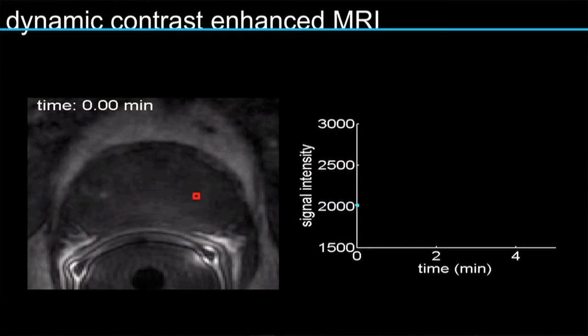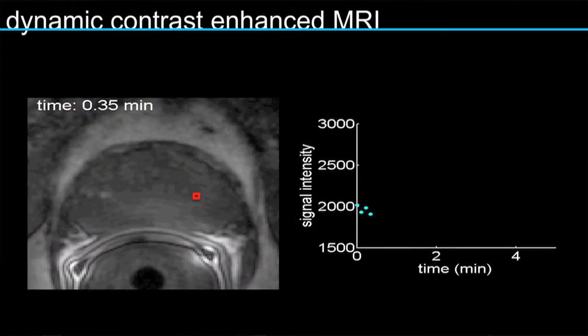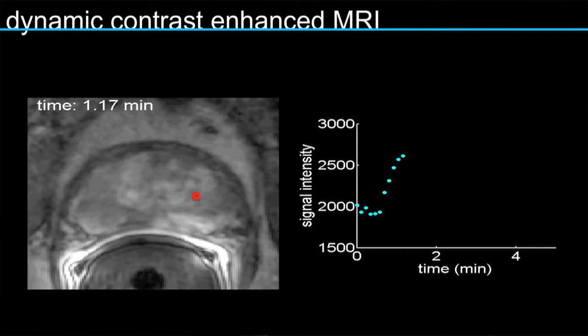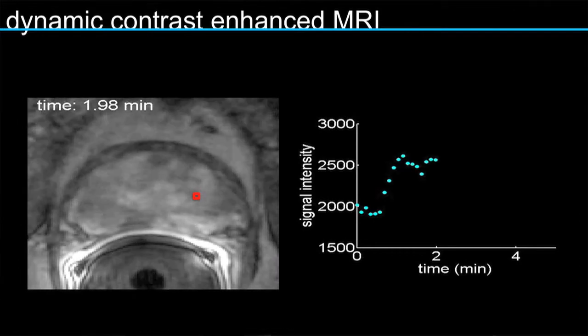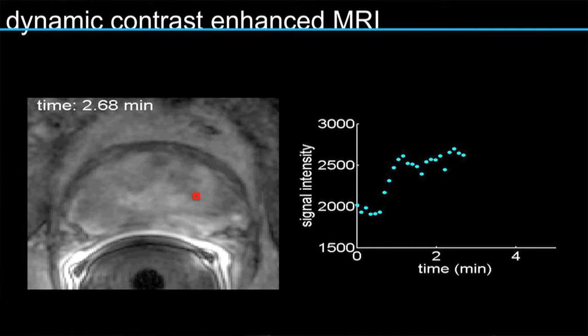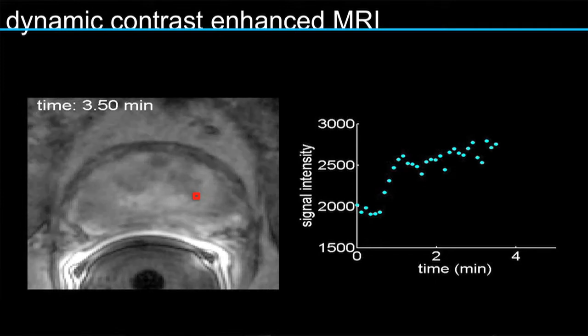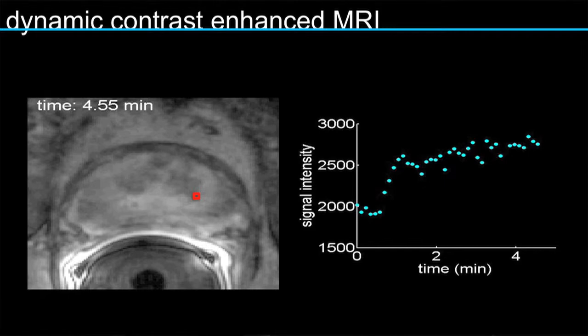We can then go one step further and plot the signal intensity versus time for each voxel in our image. This could be for an individual voxel or a region of interest as well. Just by looking at these signal intensity versus time curves, we can get a lot of information about the rate of contrast uptake and how quickly it's then washing out of our voxel or region of interest.